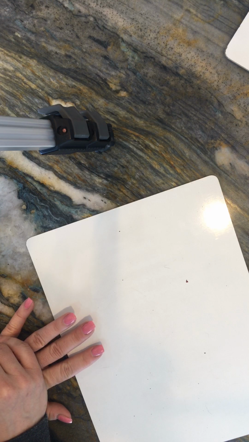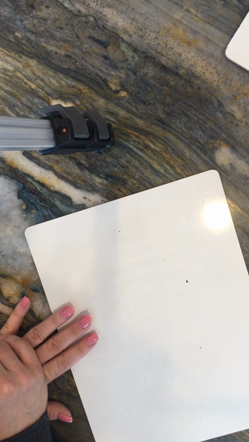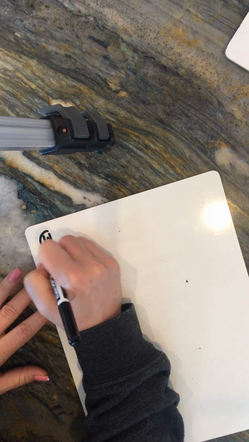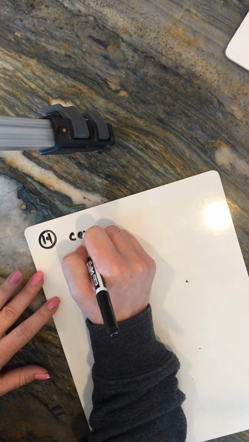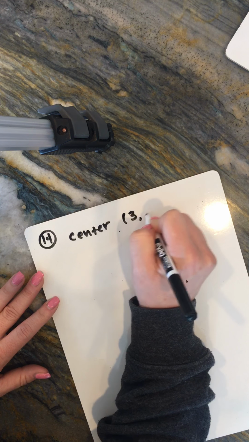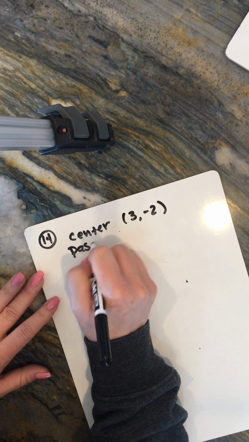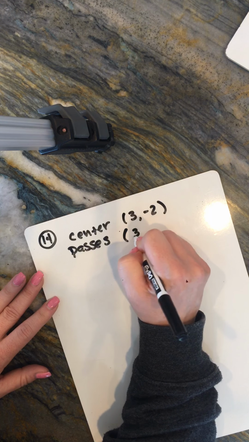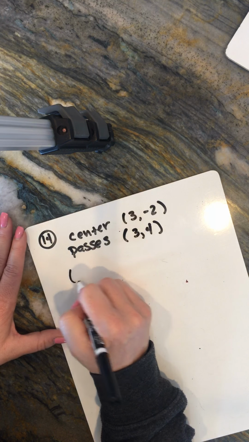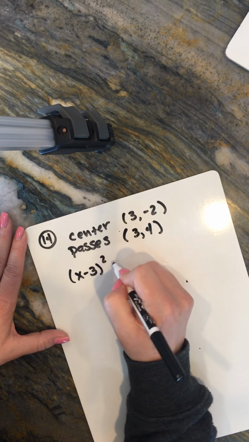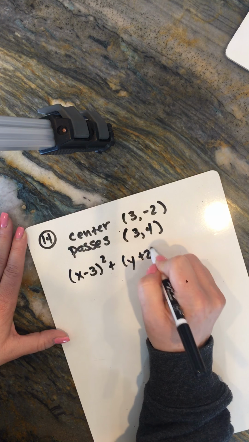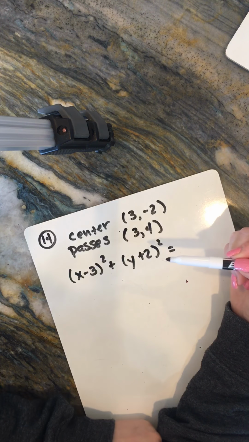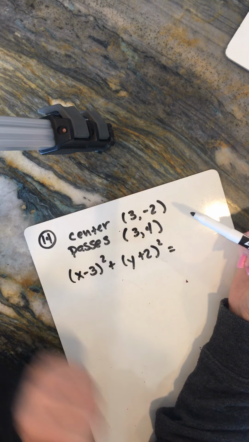Number 14, write the equation of the circle that has a center at 3, -2, and passes through 3, 4. So this might be a little bit interesting. So 14 has a center at 3, -2, and it passes through the coordinate 3, 4. So we know we have an x minus 3 quantity squared plus y plus 2 quantity squared. We don't know what the r is. That's where we're going to actually utilize the section 1 distance formula.